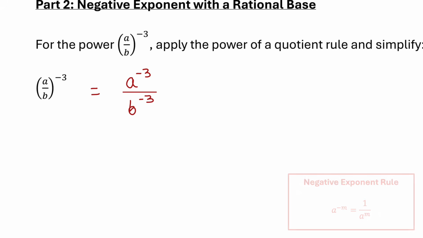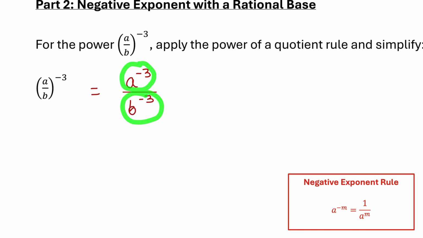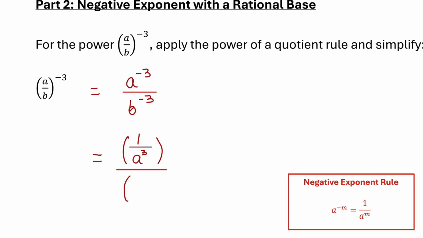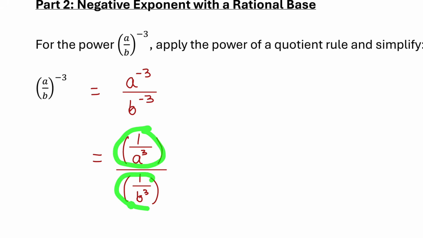And then using the negative exponent rule, I can rewrite both of these with positive exponents if I write the reciprocals and then change the sign of the exponent. So a to the negative 3 becomes 1 over a to the positive 3, and b to the power of negative 3 becomes 1 over b to the power of positive 3. And now I have a fraction divided by a fraction.